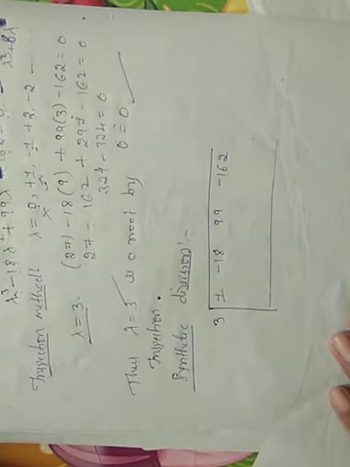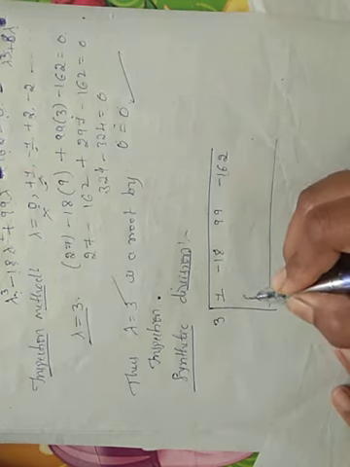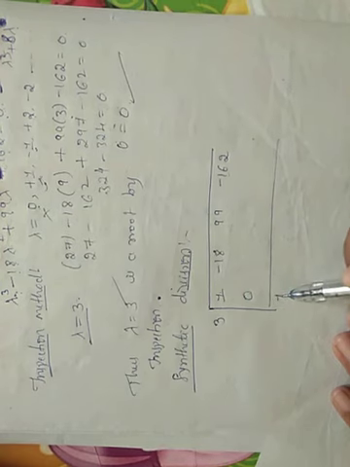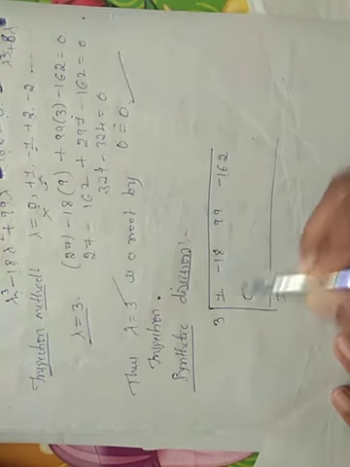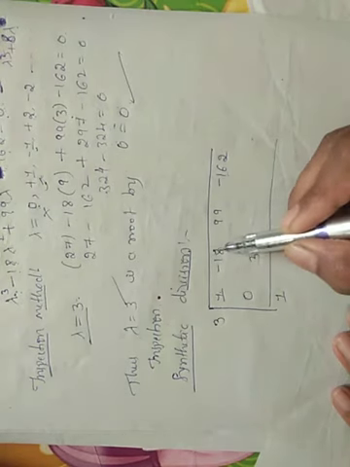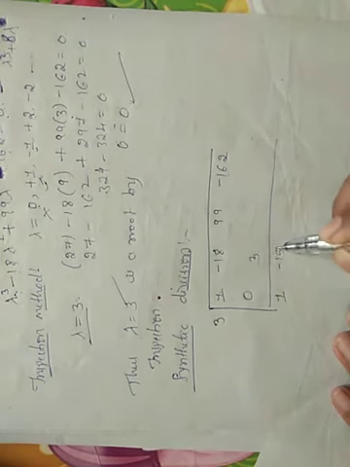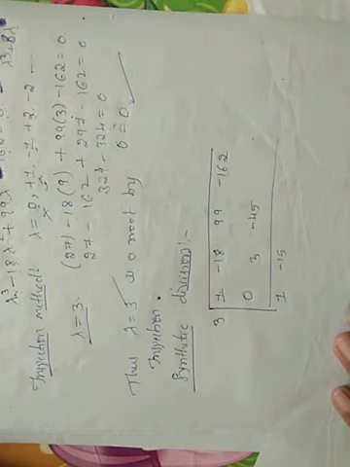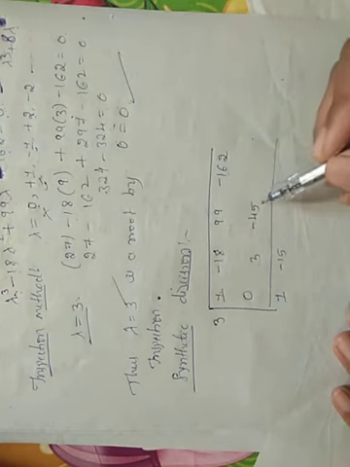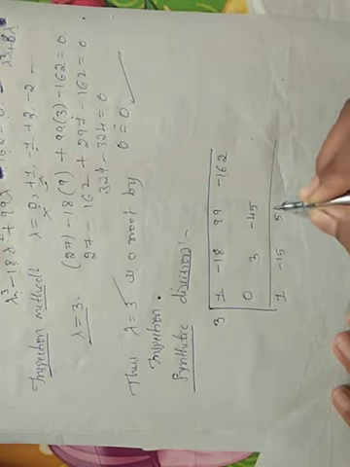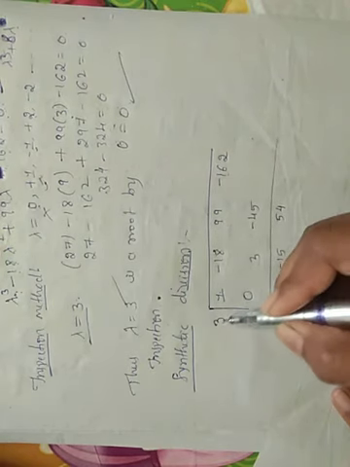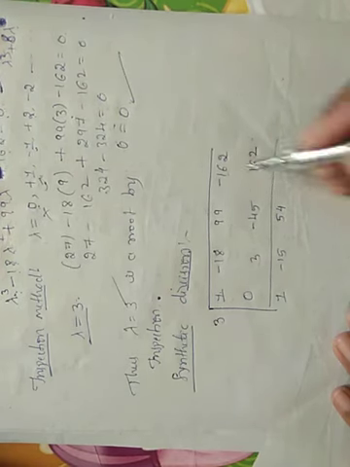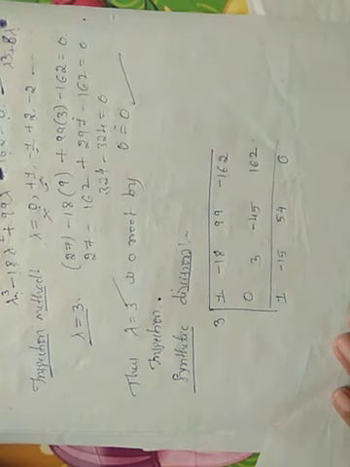Then take the root that we have obtained by the inspection. So the next procedure: start with the 0 here. 1 plus 0 is 1. 1 into 3 is 3. Minus 18 plus 3 is minus 15. Minus 15 into 3 is minus 45. Plus 99 minus 45 is plus 54. 54 into 3 is 162. Plus 162 minus 162 will be 0.